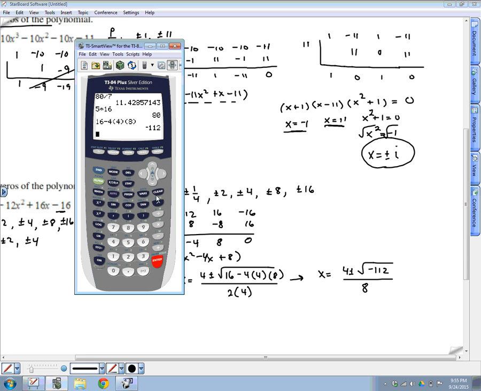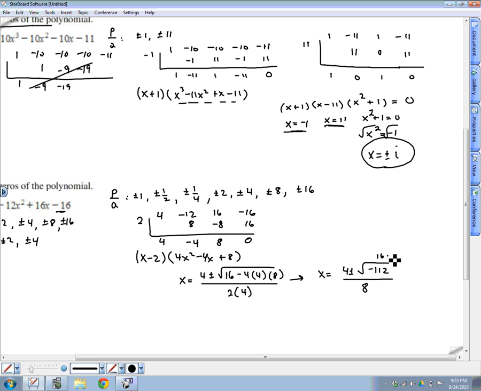And now 112 is 16 times 7. If we take the square root of 16 times 7, the 16 is going to come out as a 4. And then the minus sign is going to come out as an i. So this is 4 plus or minus 4i times the square root of 7, all over 8. Now if you look at the numerator, a common factor there is 4. And then 4 goes into 8 twice. So we've got 1 plus or minus i square root of 7, all over 2.